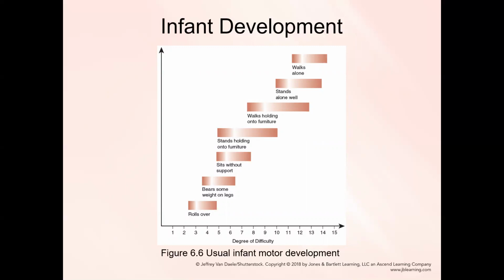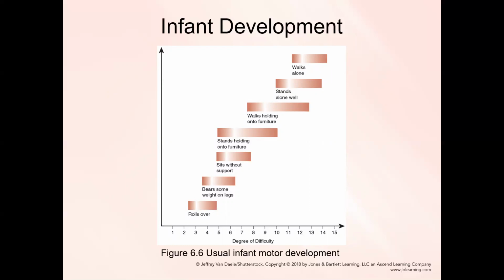We really don't worry about babies not being able to walk until they're about 2 years old. If they're not walking, that's when we start to have a conversation. So some of the motor development things that we're looking for with babies, as you can see, increase in difficulty. Once they learn one thing, they typically will move on to the next thing.